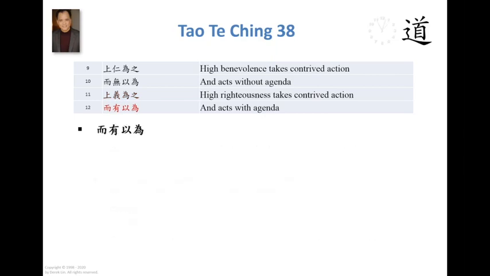Now we get to the part where it says high righteousness acts with agenda. Okay, hold on. High righteousness acts with agenda. That's different from high benevolence acting without agenda. So remember that we said high benevolence acting without agenda because when you are being kind and compassionate and benevolent, you are acting from a selfless place. Your thoughts are on the welfare of other people.